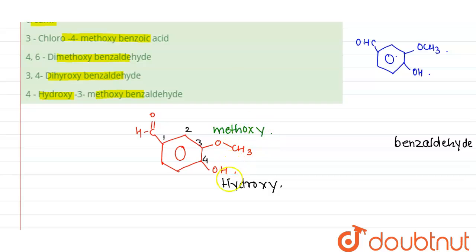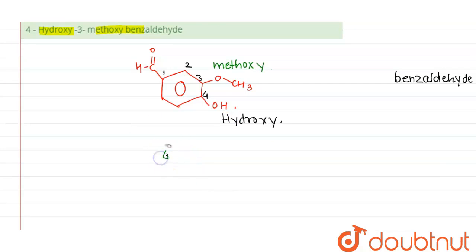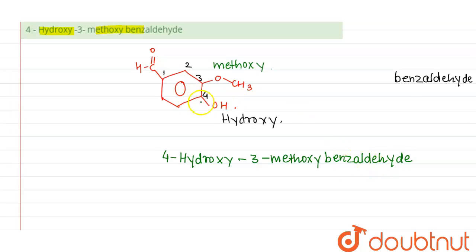So according to nomenclature rules, H comes first. So this will be named at first. So this will be 3. So at what position is it numbered? So it is 4. So at fourth position hydroxy is present. So it will be 4-hydroxy. At what position is methoxy present? So it will be 3-methoxy. And at last it will be benzaldehyde, as it is the main word root. So this is the nomenclature of this vanillin.